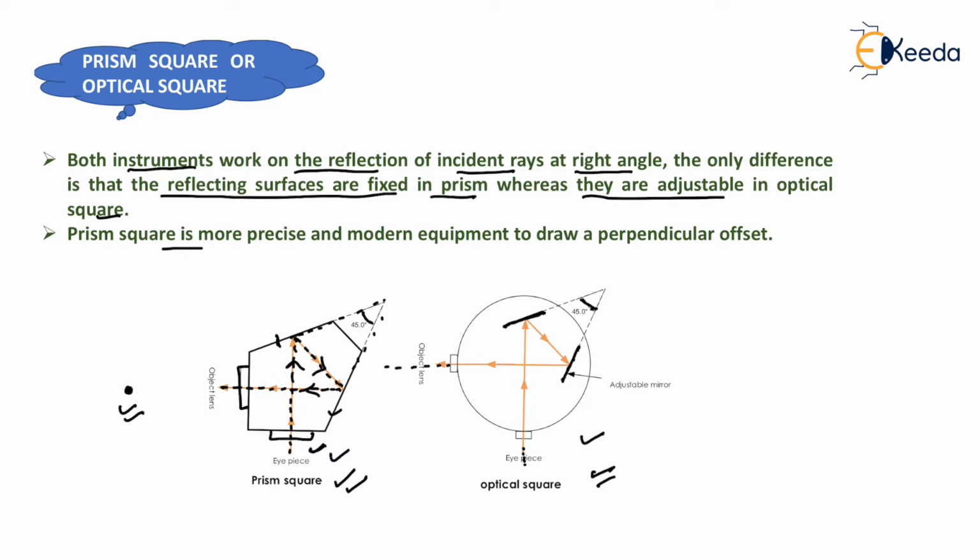So prism square is more precise and modern equipment to draw a perpendicular offset. That's why prism square is generally used for the plotting or for the drawing of perpendicular offset. That is all about the prism square or optical square.